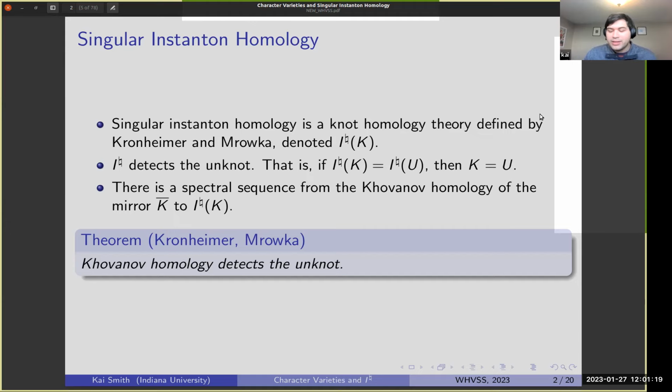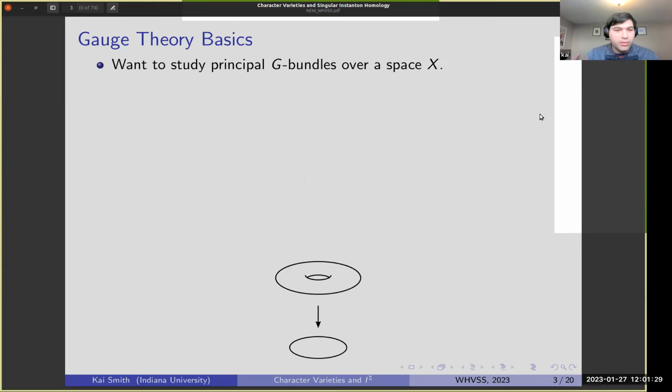So that at least tells us that singular instanton homology is something worth studying and understanding better. And so that's sort of the goal. So let's go through the construction of singular instanton homology. To do that, I'll give you a quick rundown of the gauge theory basics in case anyone doesn't know them.